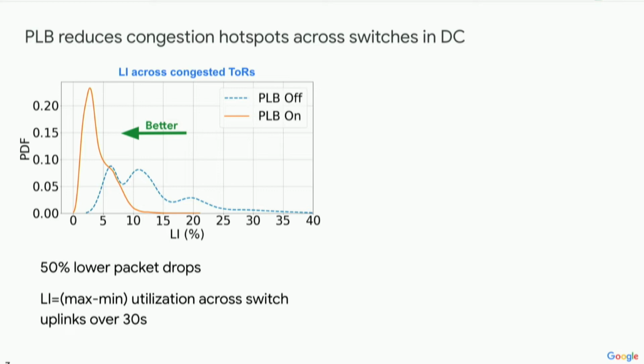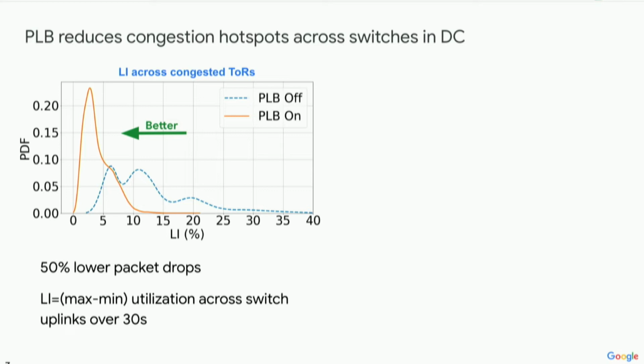Let's look at some results now. PLB produces gains across the ports, switches, as well as the applications. Let's look at some switch level data first. On the left is the same graph that I showed before with the dashed blue curve. This data comes from LI samples collected over a day from busy ToRs in a DCN. And just to remind you again, LI is the maximum minus minimum utilization over egress ports, measuring the utilization spread.